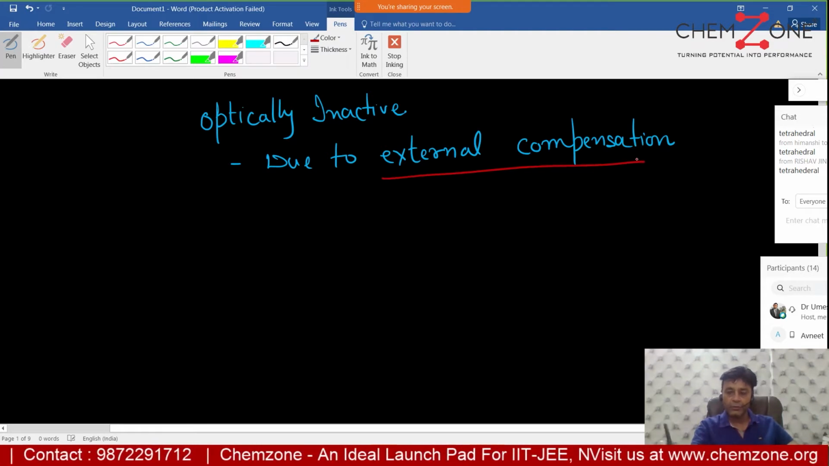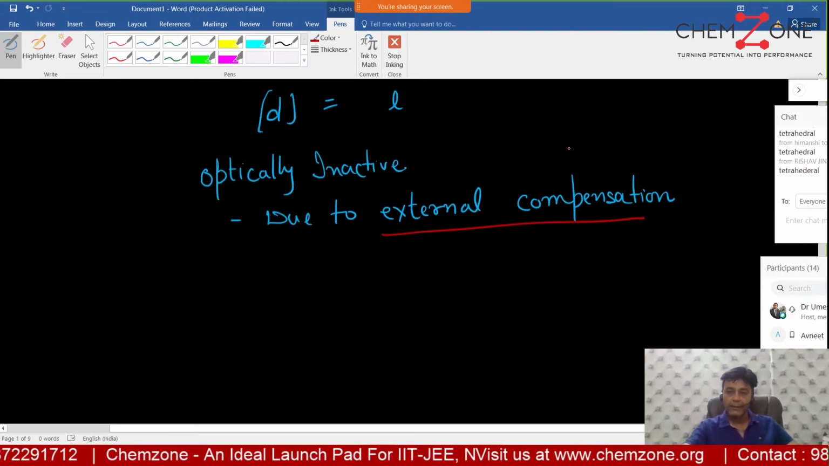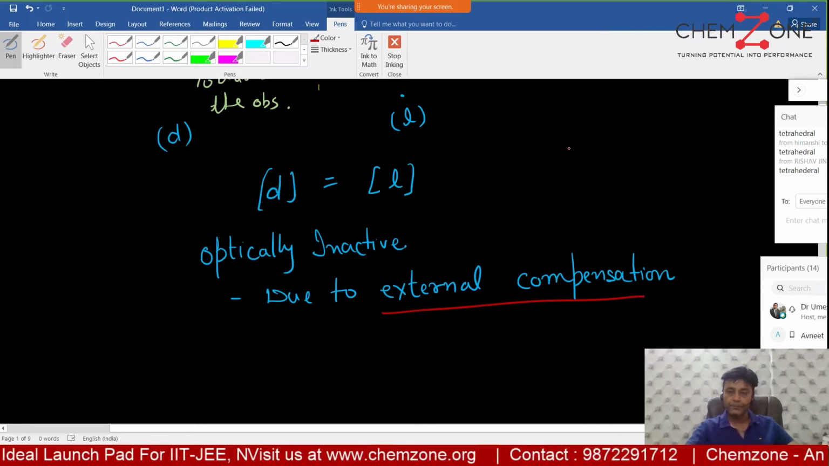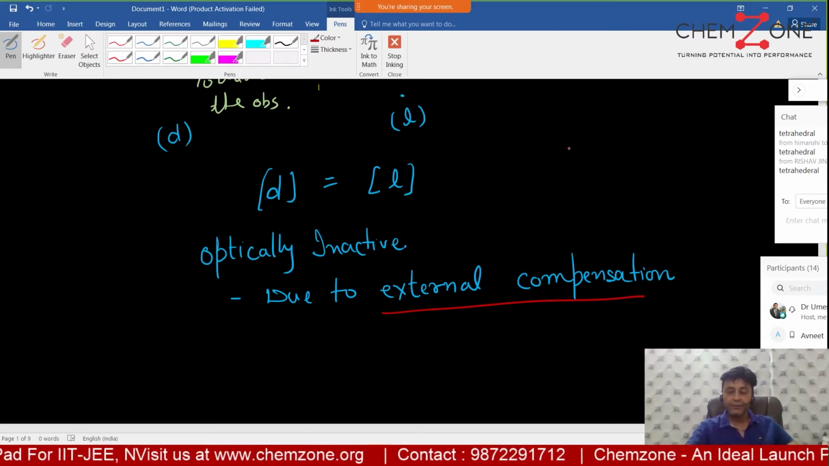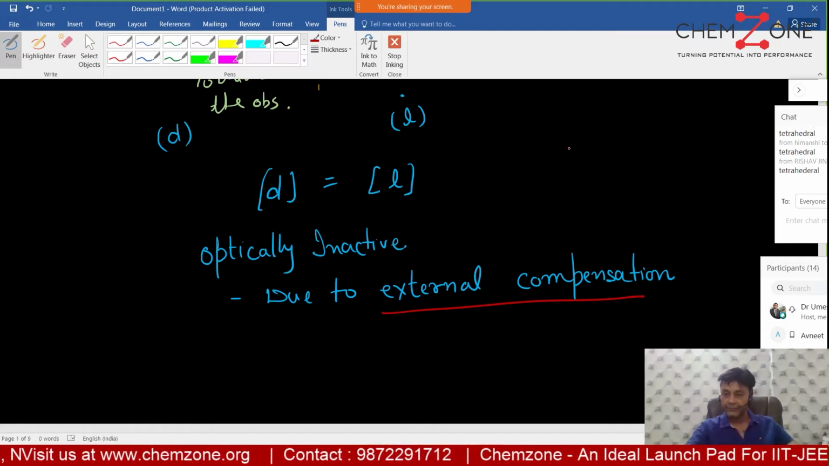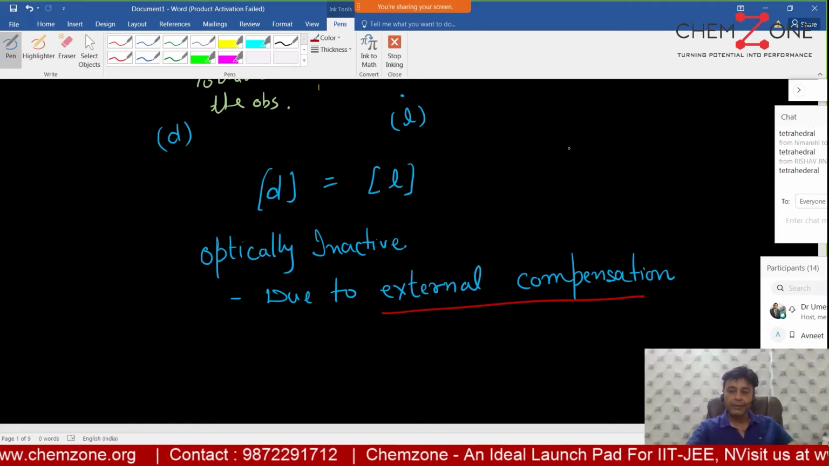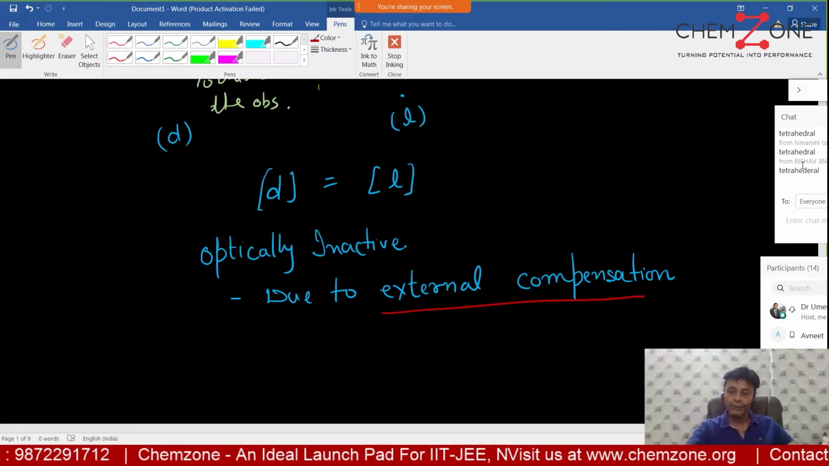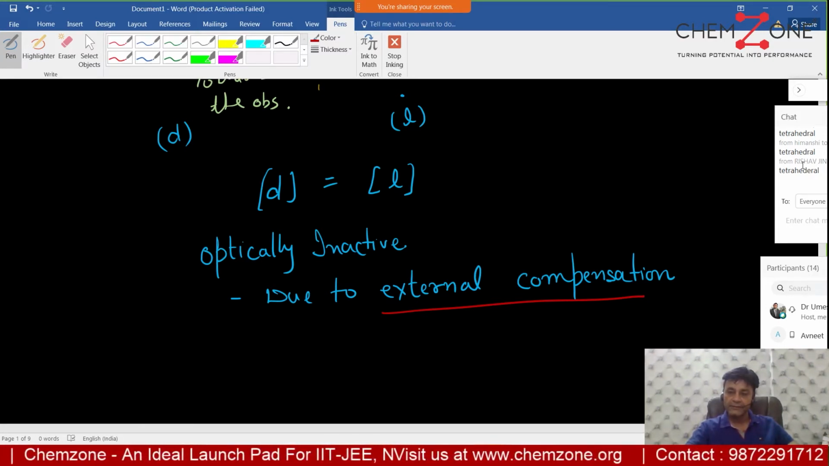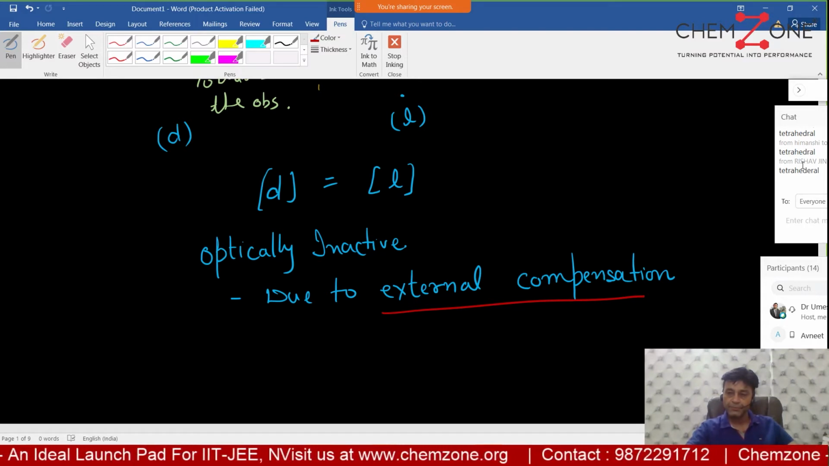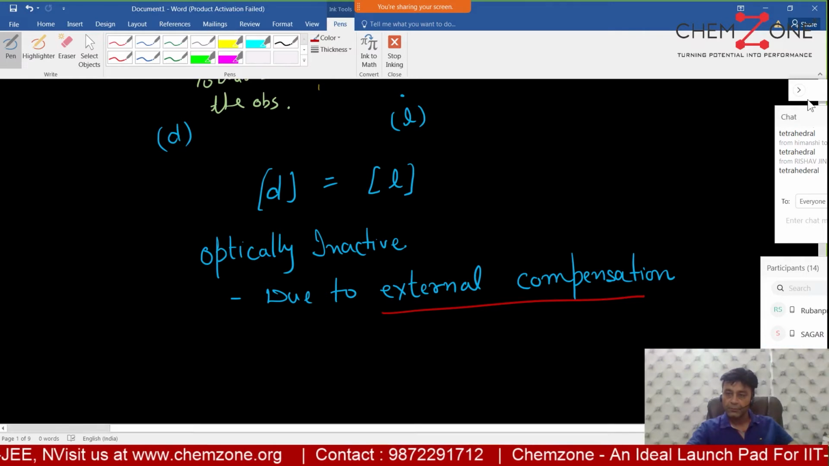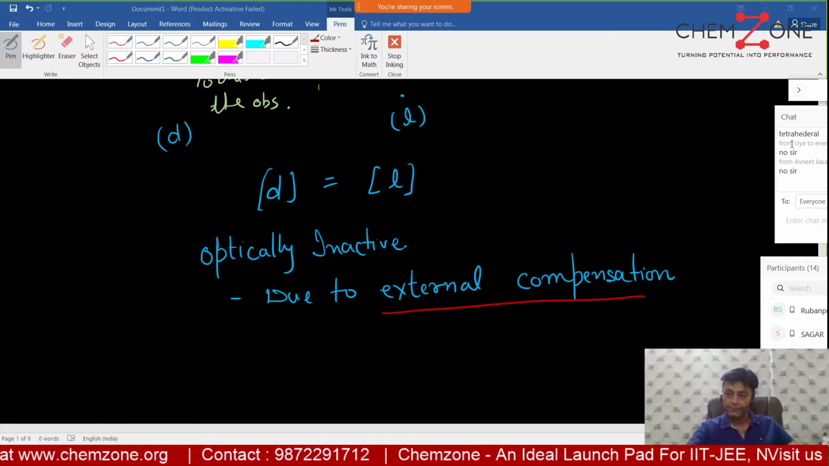Am I clear to all? External compensation and internal compensation. Optical inactivity, even though it has two chiral carbon atoms, in the case of mesotartaric acid. Yes, anyone having any doubt? Avneet, Sia, Himanshi, any doubt? Okay.